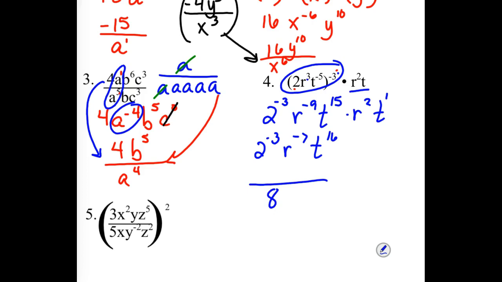The R to the negative 7, what am I going to do? Do I have to move that piece? Okay, so the R to the 7th is going to go to the denominator. How about the T? Do I have to move that? All right, so the T to the 16th would stay on top. That would be my final answer. Okay?